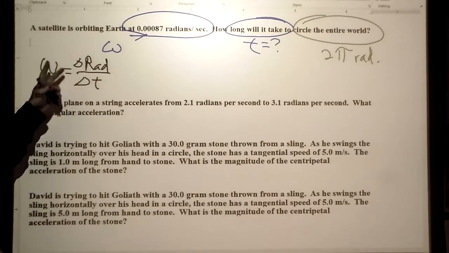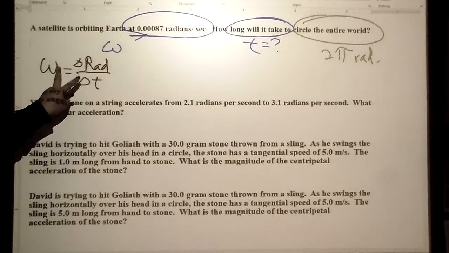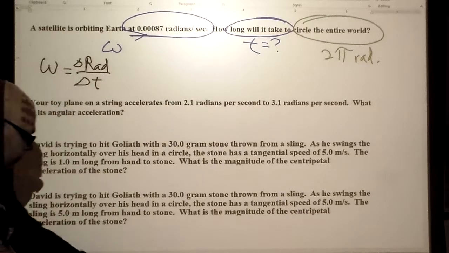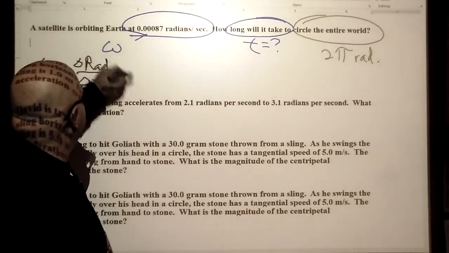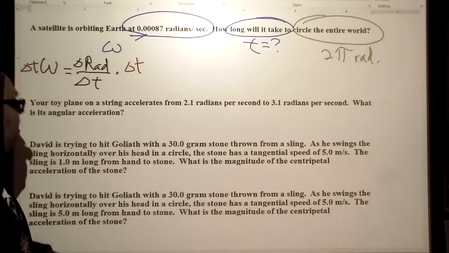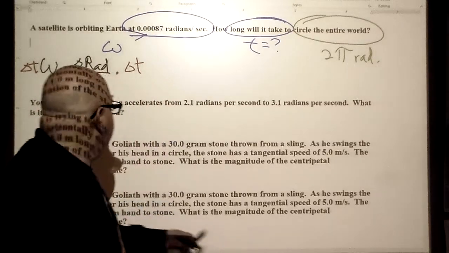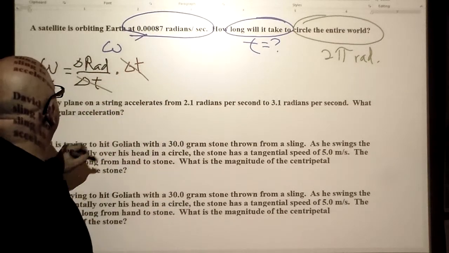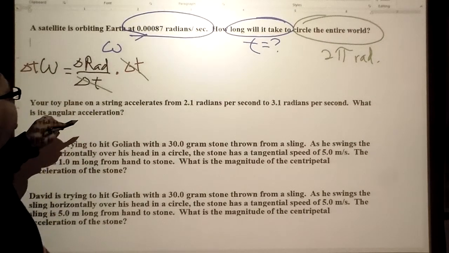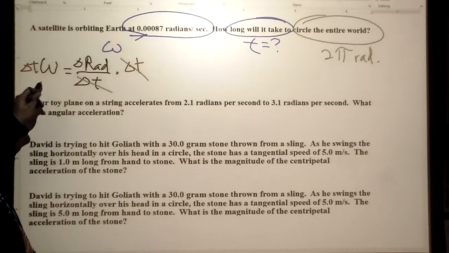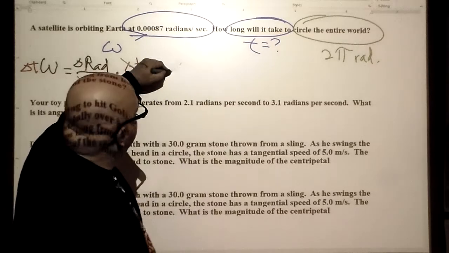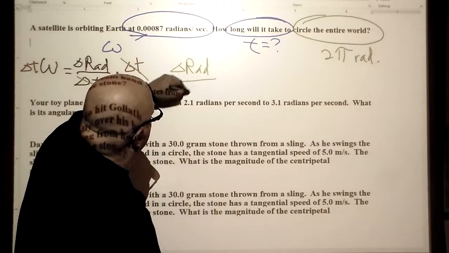The easiest way to do this is to do the algebra thing, where you can literally flip these. What do I mean by flip? Well, if I multiply both sides by delta t, this goes away, and now we have delta t times angular speed equal to the change in radians. But we're interested in delta t, so we say our change in radians divided by angular speed.